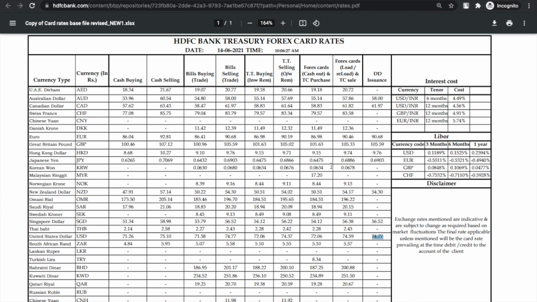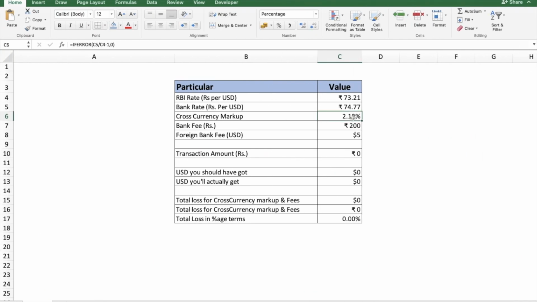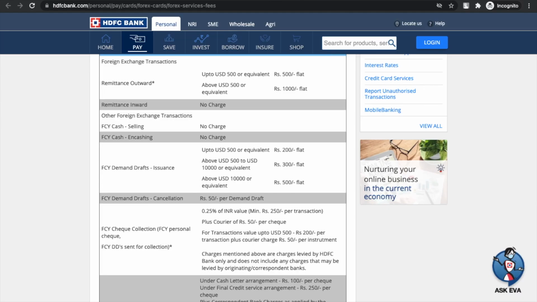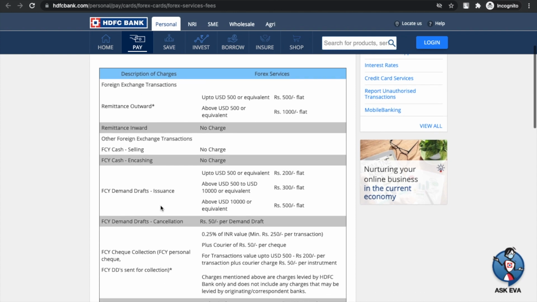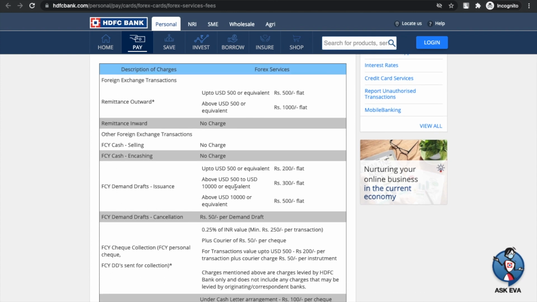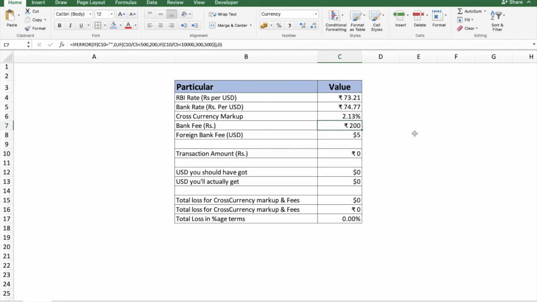So as you can see, there's a huge difference between the two rates and the difference between these two rates is what is called cross currency markup. There's a huge markup of 2.13% in SDFC's rates. I have seen that many a times this markup goes well beyond 3% as well. So now, as I said earlier, there is one more cost component, which is fee. Going back to SDFC's website, as you can see, for DD, you have been given the fee structure. I have incorporated the same in my Excel.